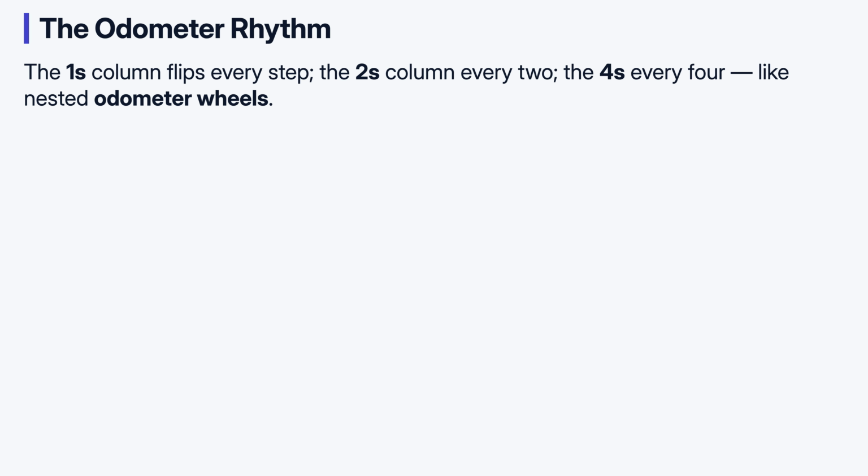Think of it like the wheels of an odometer in a car, where the 10's wheel turns once for every 10 turns of the 1's wheel. In binary, each column turns once for every 2 turns of the column to its right. The 1's column flips every step, the 2's every 2, the 4's every 4. Once you see this rhythm, counting in binary becomes automatic.